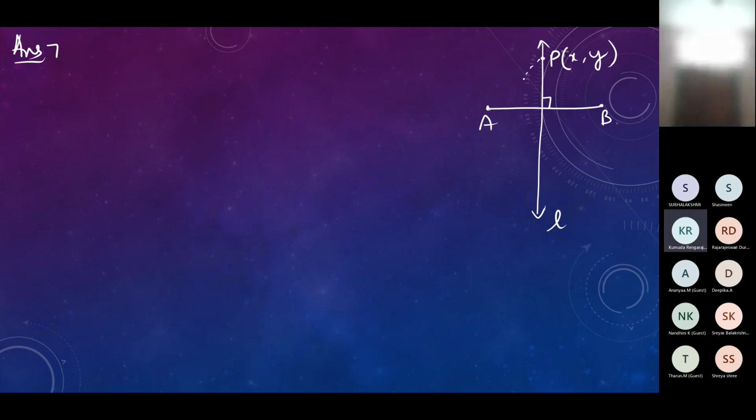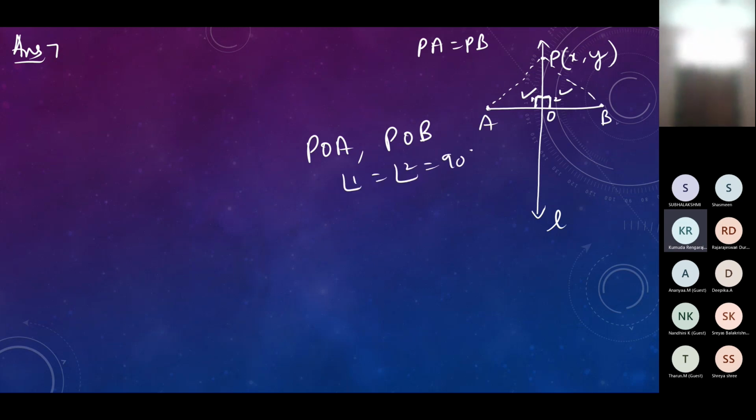Now, when you join PA and PB, we say that PA is equal to PB. But why? Because you can show that these two triangles are congruent to each other, and hence by CPCT, PA is equal to PB. See here, how are they congruent? If you call this point O, in triangle POA and triangle POB, here is 90 degrees, 90 here. So angle 1 is equal to angle 2 is equal to 90 degrees.